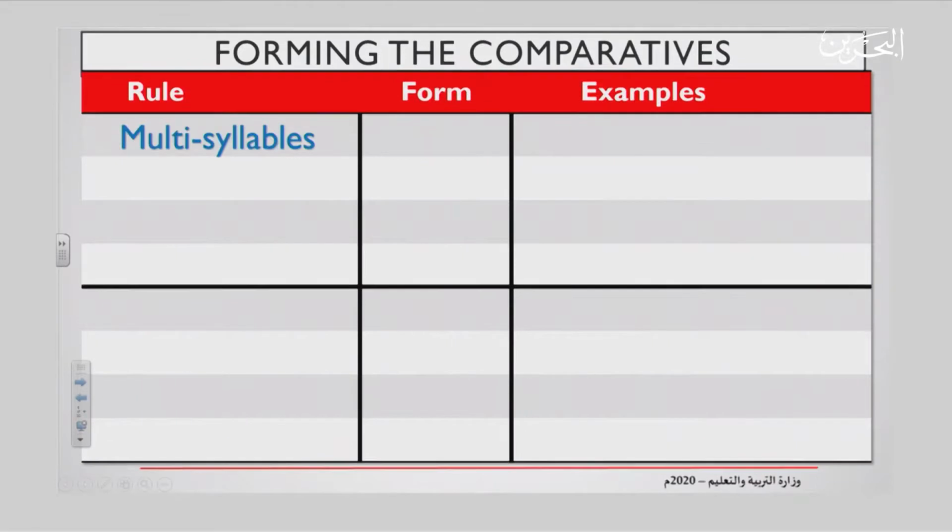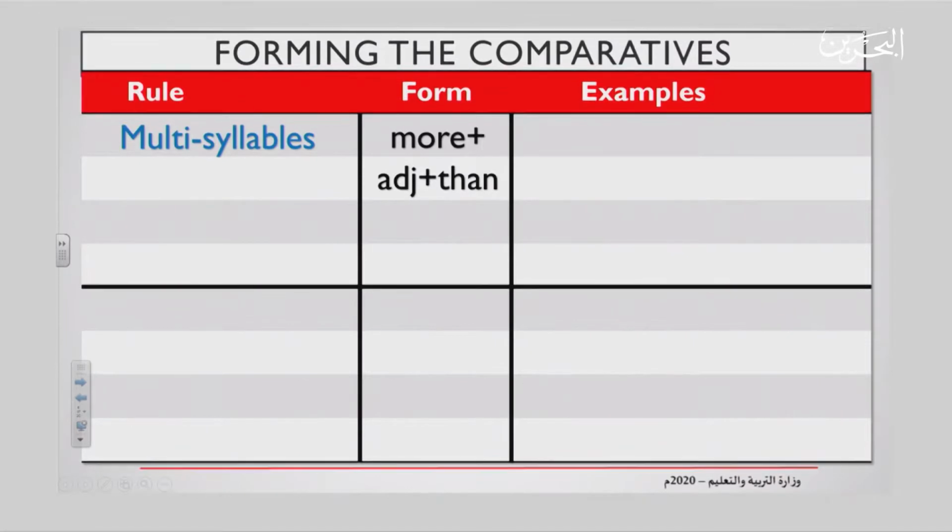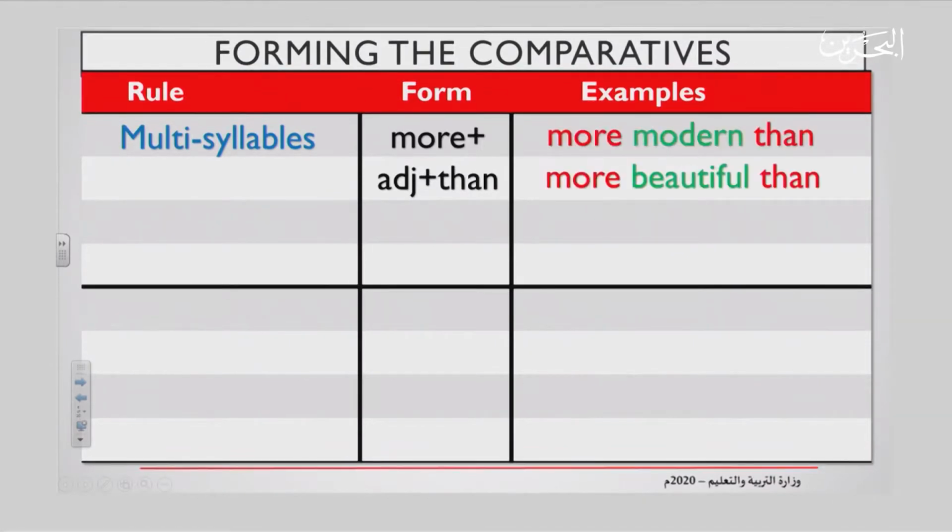And then, a fourth rule, multi-syllables. You write more adjective than. Let's take a look. You have more modern than. Modern is a multi-syllable. It is actually, in fact, a two-syllable adjective. More modern than. You have more beautiful than. Beautiful is a three-syllable adjective.